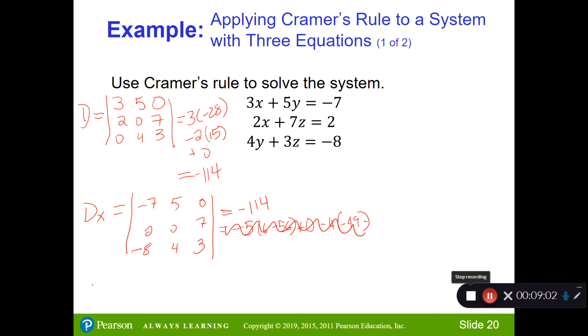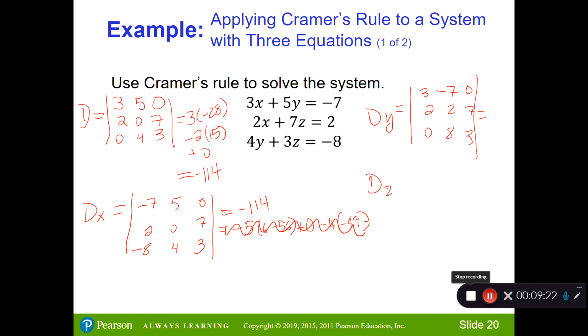All right, now dy is going to be the same thing. 3, 2, 0. I'm looking right here. And I'm replacing the second column with negative 7, 2, 8, and then 0, 7, 3. And we're going to work that out on the calculator.